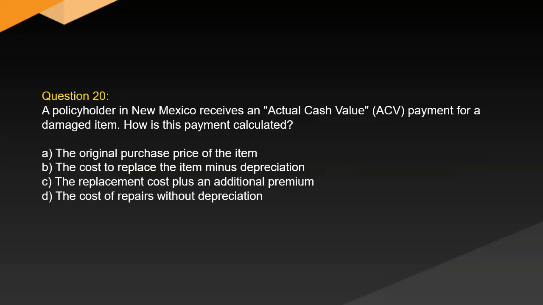Question 20. A policyholder in New Mexico receives an actual cash value payment for a damaged item. How is this payment calculated? A. The original purchase price of the item. B. The cost to replace the item minus depreciation. C. The replacement cost plus an additional premium. D. The cost of repairs without depreciation.